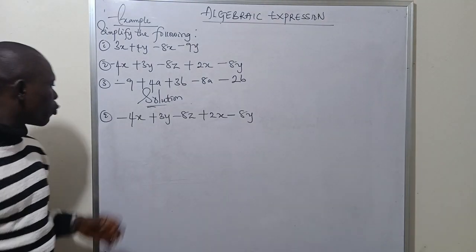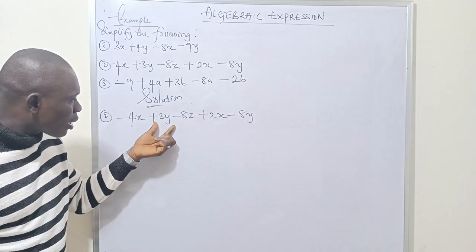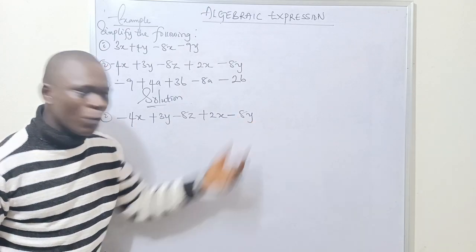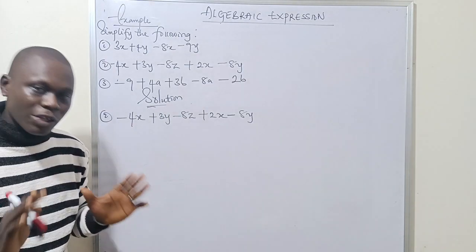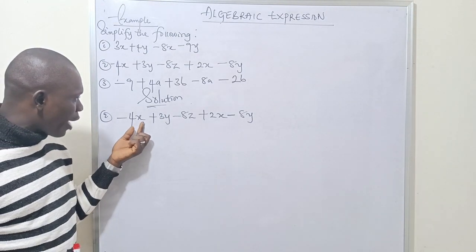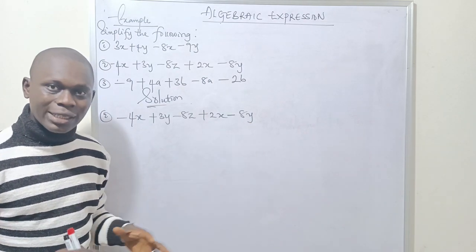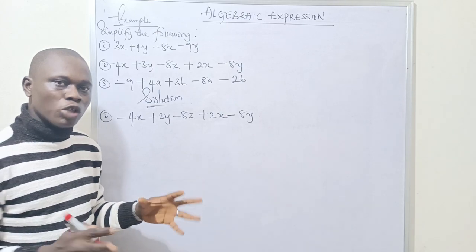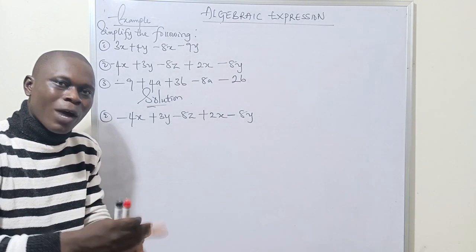The second example, we're given 4 minus 4x plus 3y minus 8z plus 2x minus 8y. If you look at this example, we're given 3 different variables that you need to consider. What are the variables? You are given x, y, z. So we need to combine them. We need to group them in terms of what? In terms of x, y, and z.